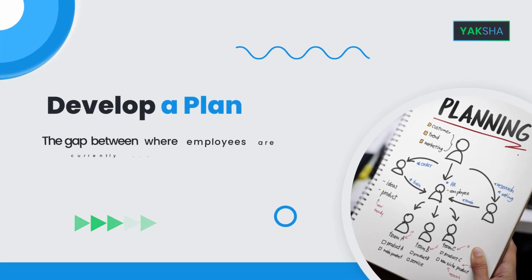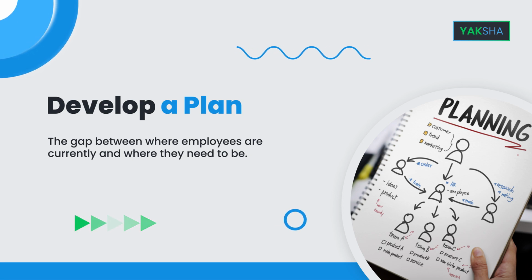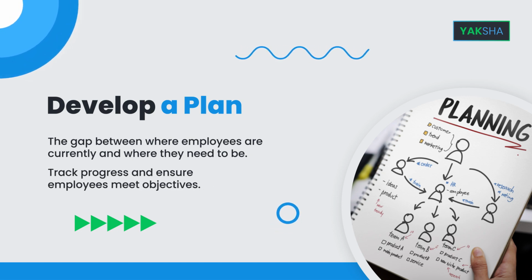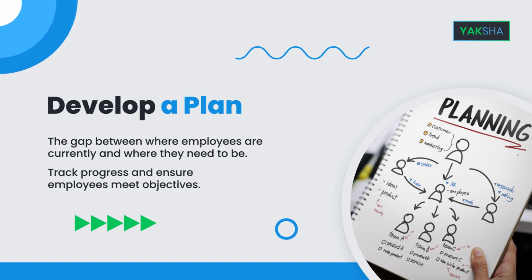Number 5. Develop a plan. Develop a plan to close the gap between where employees are currently and where they need to be. Include specific actions and timelines for each action to track progress and ensure employees meet objectives.